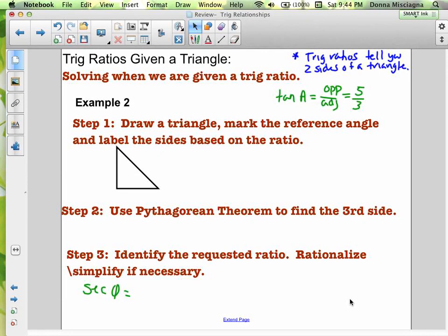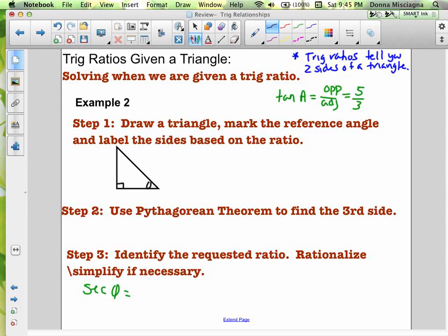All right, so we're going to think about what sides we have when we have tangent. We're given a tangent ratio. That means we know 2 sides in a right triangle, because that's all a trig ratio is. A trig ratio tells you 2 sides of a triangle. If it's tangent, we're told the opposite and the adjacent. Here's our right triangle. So step 1 is to draw a triangle, mark the reference angle, and label the sides based on the triangle. That is just to organize your information.